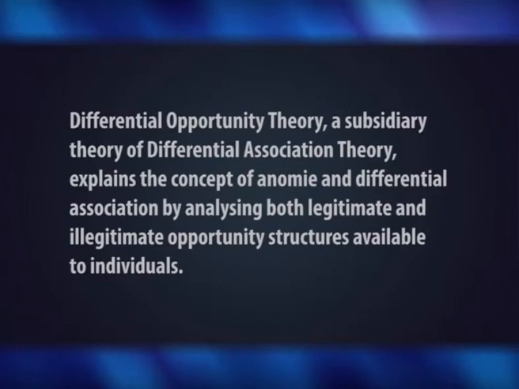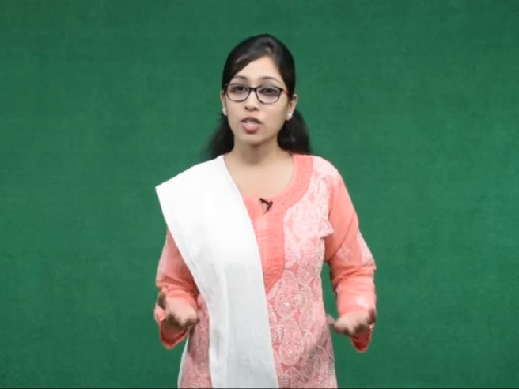Differential association theory is based on the principle that an individual becomes delinquent because of an excess of definitions learned that are favorable to violation of law over definitions learned that are unfavorable to violation of law. Differential opportunity theory, a subsidiary theory of differential association theory, explains the concept of anomie and differential association by analyzing both legitimate and illegitimate opportunity structures available to an individual. It postulates that illegitimate opportunities, like legitimate opportunities, are unequally distributed.